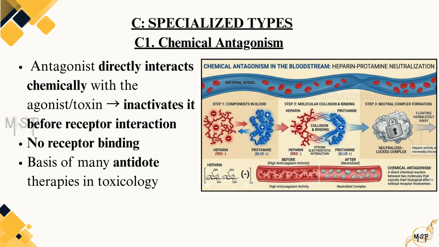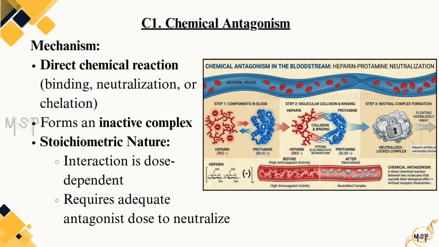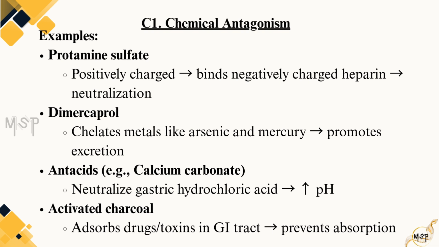Moving beyond receptor antagonism, some antagonists act through specialized, non-receptor mechanisms. Under the specialized types, first, we have chemical antagonism. It is the basis of many antidote strategies in toxicology. The antagonist doesn't interact with any receptor. It simply neutralizes the offending molecule before it can even reach its target. The interaction is stoichiometric, meaning that dosing must be carefully calculated to ensure enough antagonist is administered to neutralize the threat. Examples: protamine sulfate, a positively charged protein that binds to heparin, which is highly negatively charged.